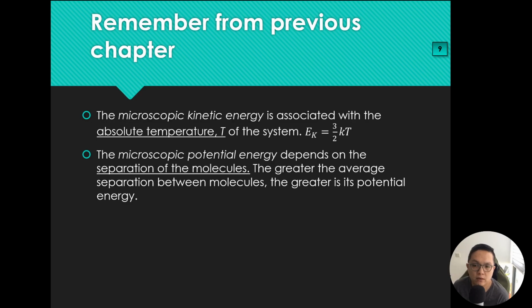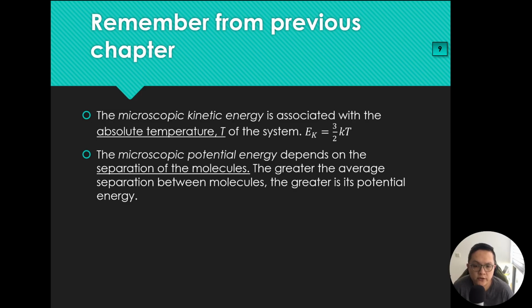We have also learned that the microscopic KE is associated with the absolute temperature, measured in Kelvin, of the system. So Ek equals 3/2 kT. This will help you find the kinetic energy of one molecule, one atom here. This microscopic potential energy depends on the separation of molecules.